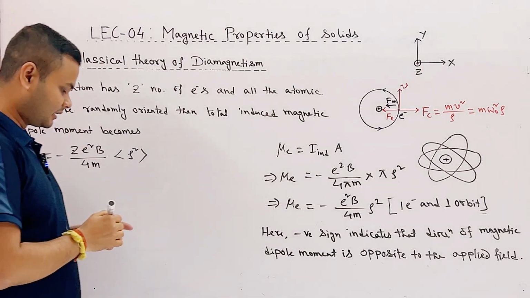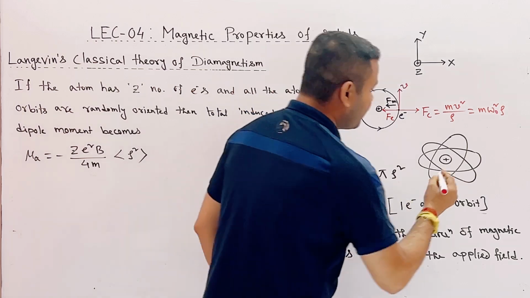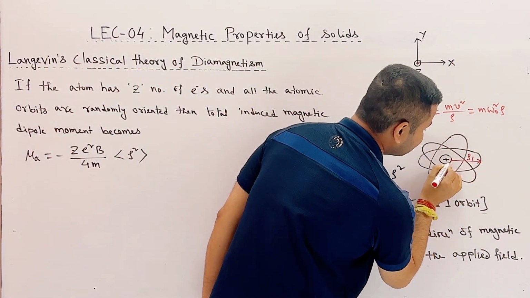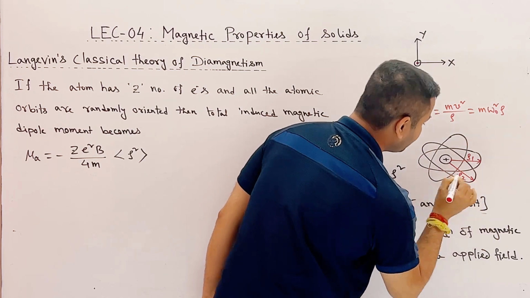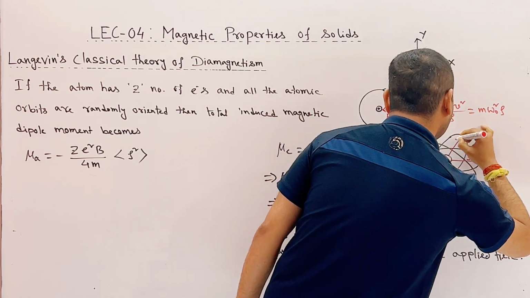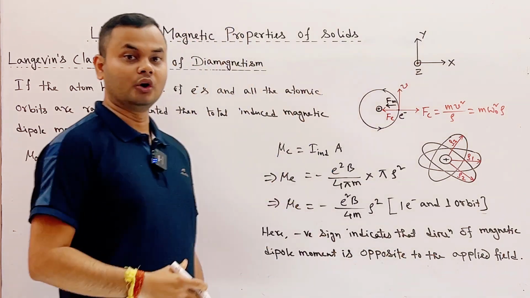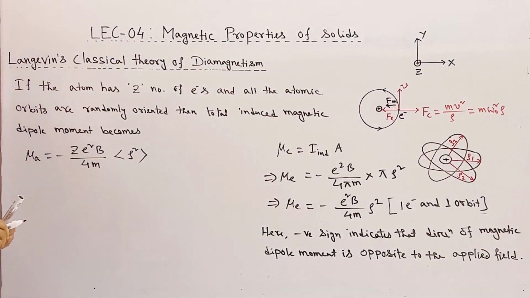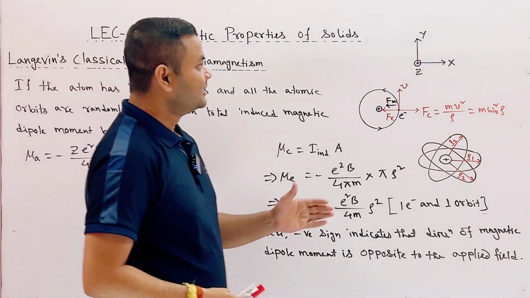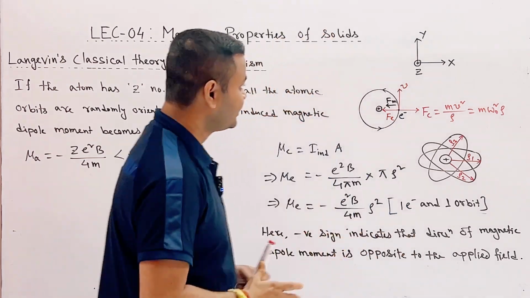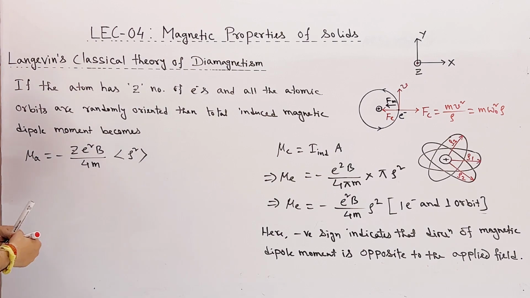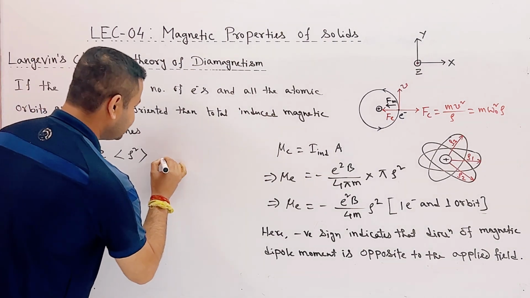Here we assume that the radius of first orbit is rho 1, radius of second orbit is rho 2, radius of third orbit is rho 3, and so on, and the average value of radius square is given by this quantity. ठीक है. Again, since the magnetic field is applied along z direction, so therefore the motion of electrons will be confined in xy plane only. ठीक है. Suppose this is equation number 3.